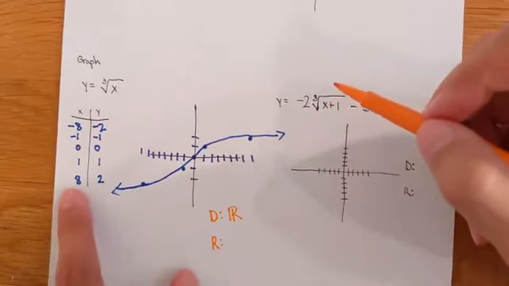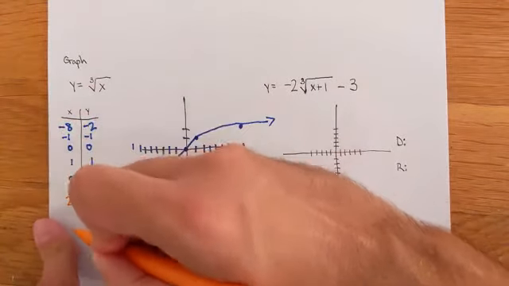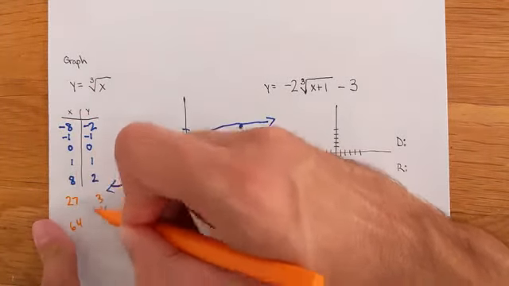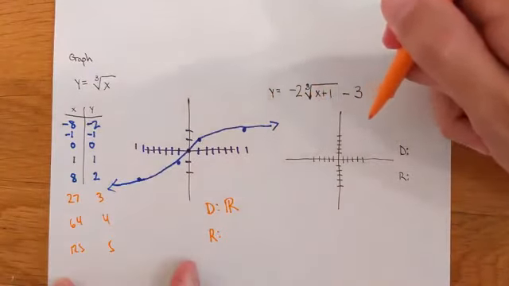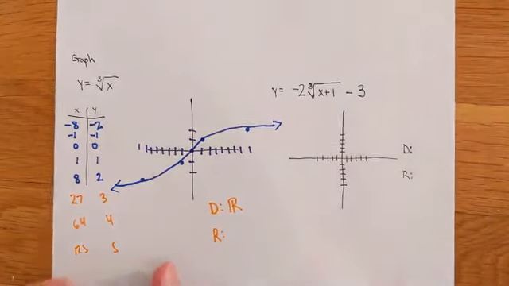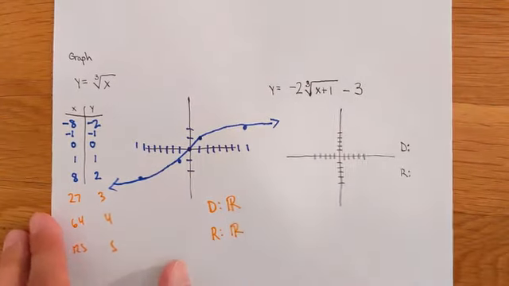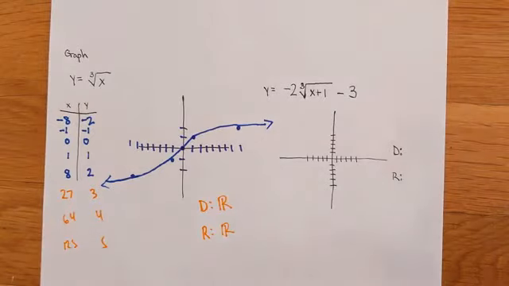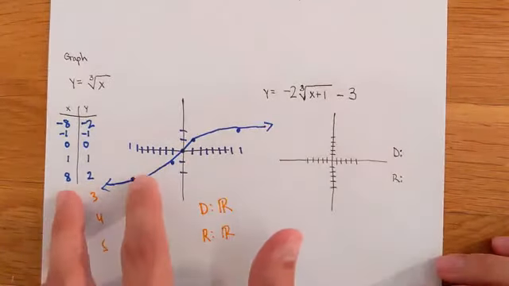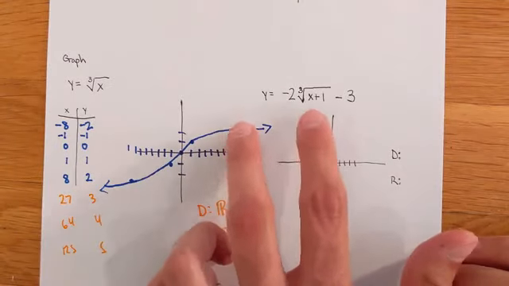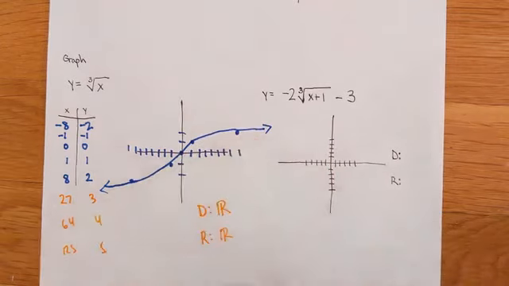My next nice point after the 8 is going to be 27, comma 3, and then it's 64, comma 4, 125, comma 5, but it does really slowly keep on rising, so you will eventually get every output as well. So it's all real numbers for both on these. When you draw your cube root graphs, make sure they're very, very flat or very, very not steep. Not entirely horizontal, but not very steep at all.